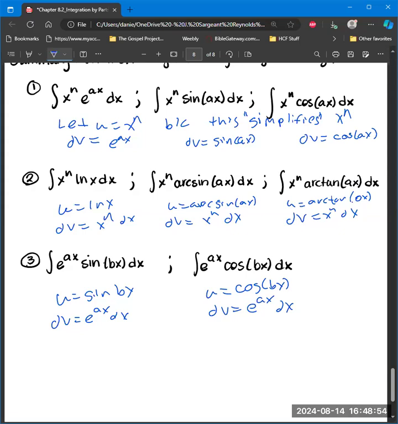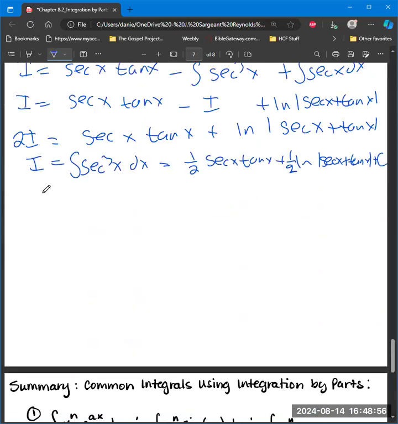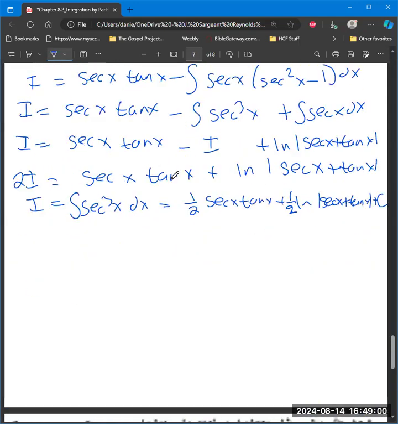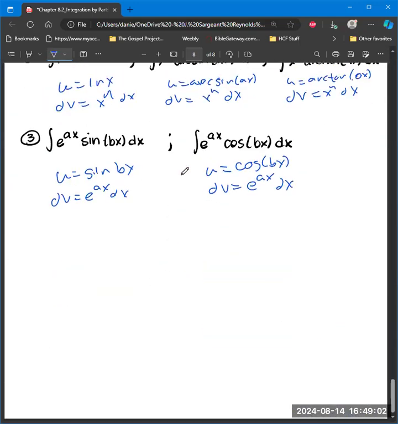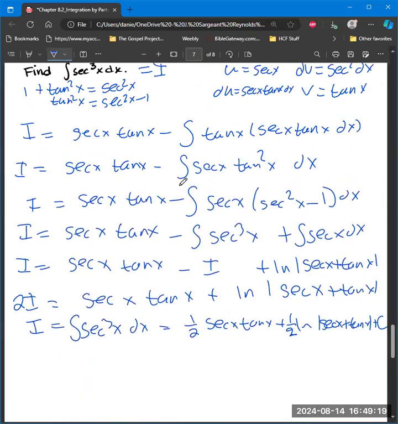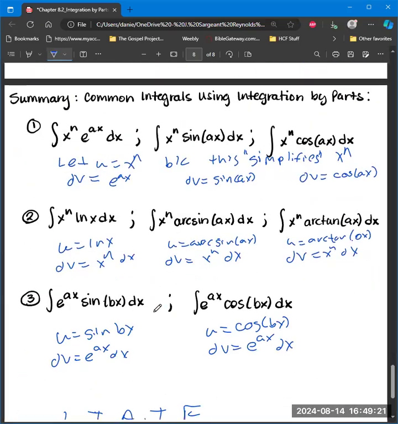Sometimes you will have to loop around again like this when you have certain trig functions, but Liate will be your friend with integration by parts. All right, that's it for this video, and we'll come back next time and we'll talk about trigonometric integrals, including this type right here when we come back next time.